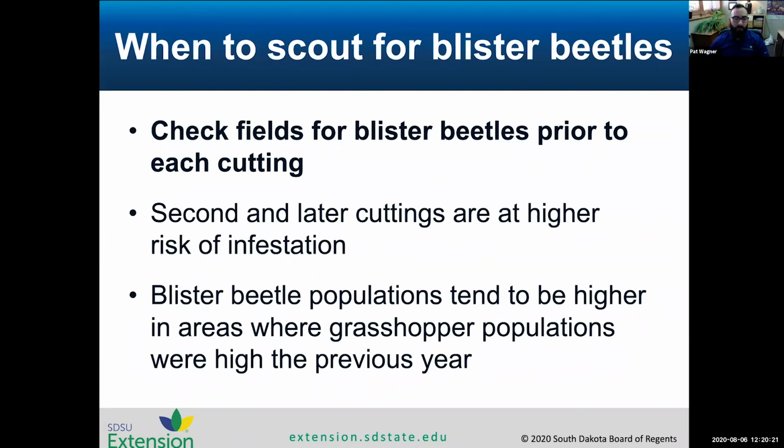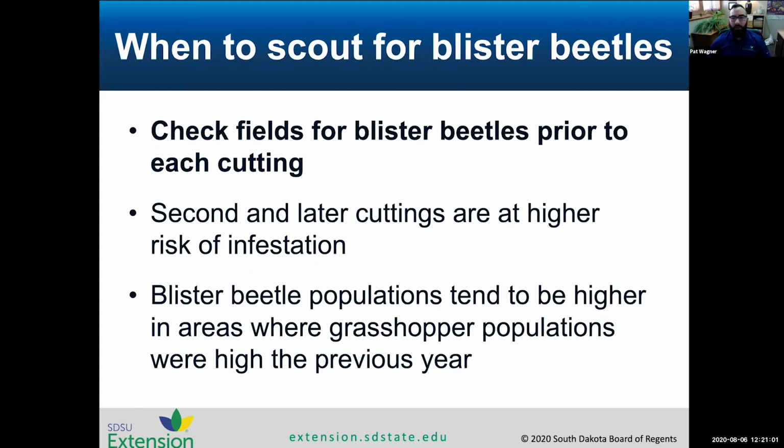But in general, you'd want to check the second and later cuttings. That's more important because they're going to have a higher risk of infestation. In general, you're going to want to check all of the cuttings, but for those later cuttings there's going to be more blister beetles, because that's when those adults will emerge a little bit later into June and July. Depending on what part of the state you're in and how much rain you've gotten in the spring, you might already have that first cutting out by the time these blister beetles show up. So very important to check the second and later cuttings.